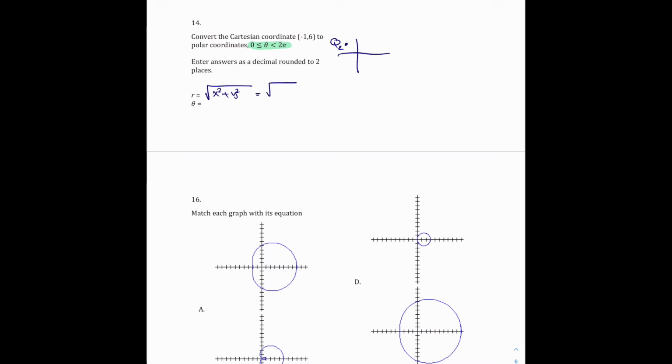This is equal to the square root of negative 1 squared plus 6 squared, which is equal to 1 plus 36. That is square root of 37. I can just leave it like this. And then theta is equal to the inverse tangent of y over x, which is 6 over negative 1. So I'm going to plug that into the calculator, and that is in radians mode. So theta is going to be equal to negative 1.41.